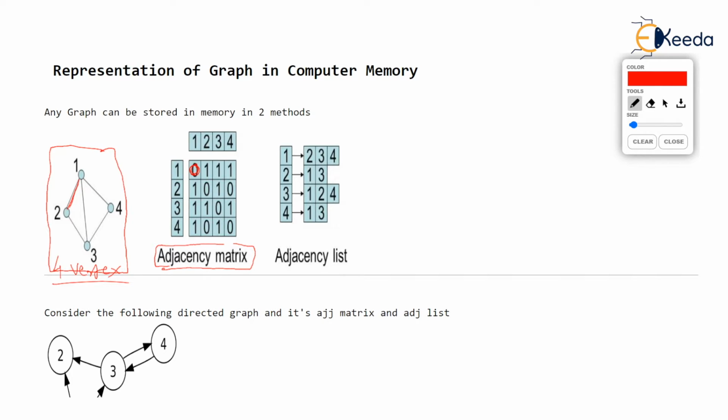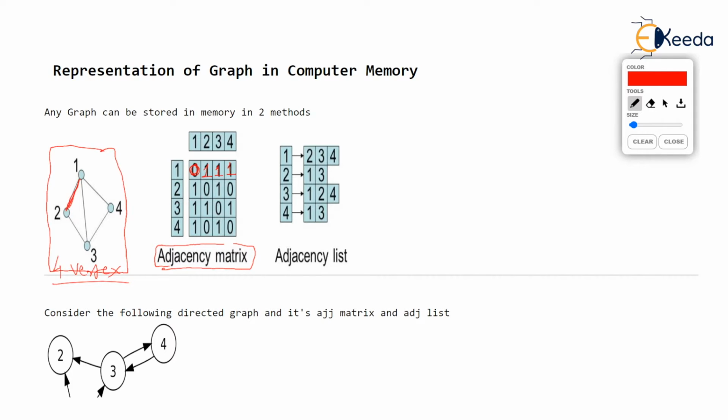What about 1, 3? You can see that there is an edge from 1 to 3 in the graph. So 1 to 3 is 1. 1 to 4, you can see that there is an edge from 1 to 4. So 1 to 4 is 1. What about 2 to 1? Second row, first column. Is there any edge from 2 to 1? Yes, obviously, if there is an edge from 1 to 2, there has to be an edge from 2 to 1, the same edge. So 2 to 1 will be 1.